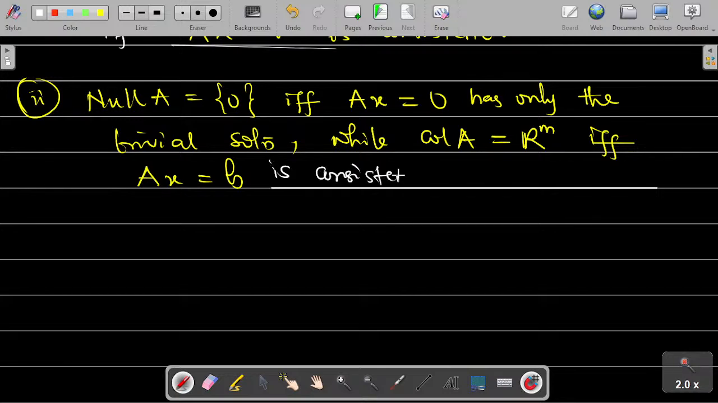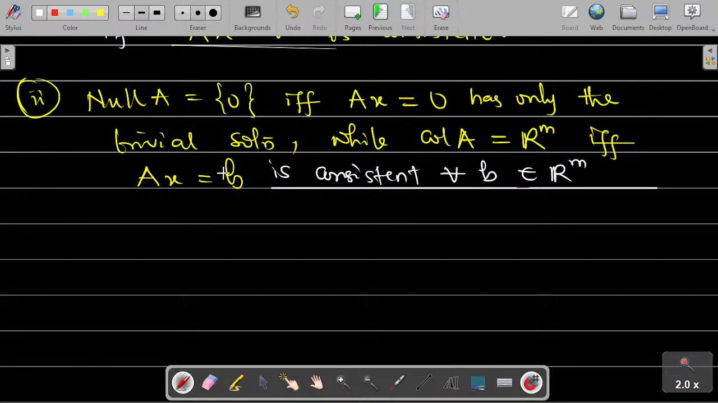Okay, so if it is consistent, then the next thing is that your AX equal to B is consistent for all B in Rm. So that means it will be consistent for every vector B that you will pick from Rm.